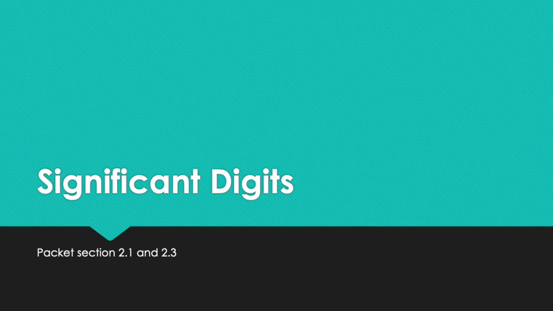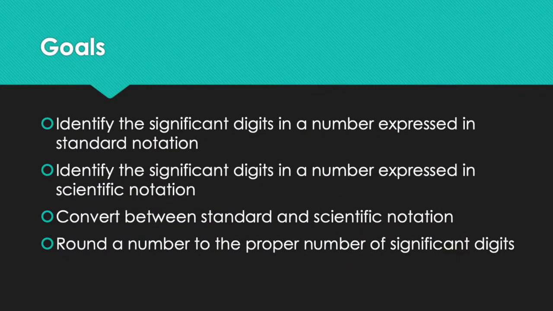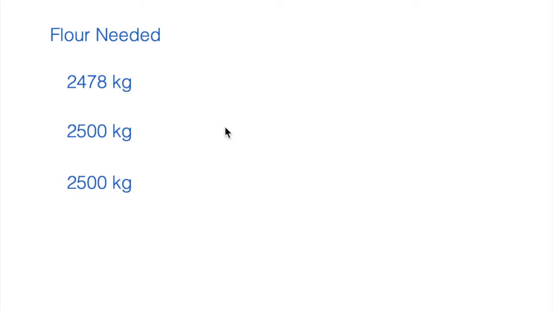This lecture is on significant digits, along with some scientific notation and rounding. We need to make sure we can identify the significant digits in a number, scientific notation or standard notation, and round the number successfully. Let's give an example of how significant digits and uncertainty affect numbers and calculations.